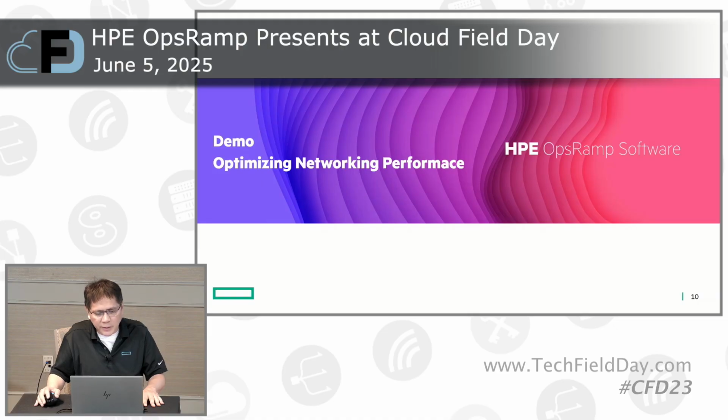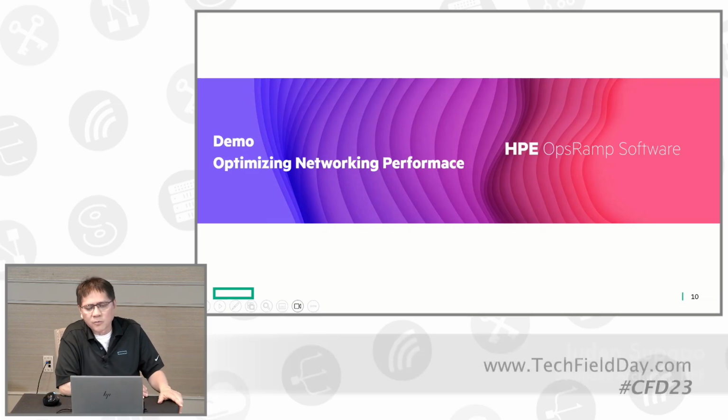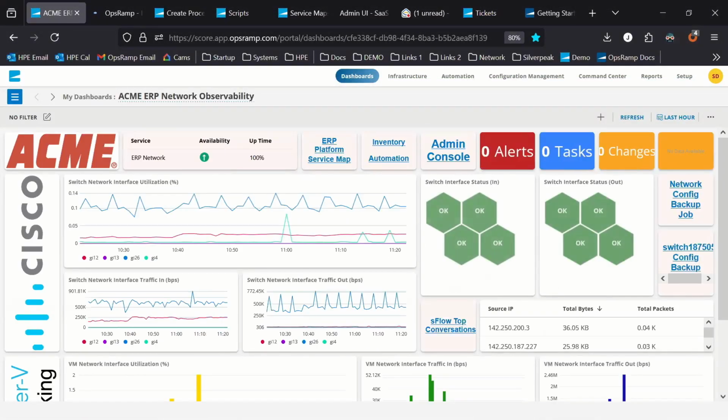And what we will be demoing today is optimizing networking performance using the HPE OpsRamp software. This is a dashboard. Now we're looking again at a dashboard which is looking at the health of this mission critical ERP application, but we're looking at it now not from a server database perspective, but from a network observability perspective. So we can see here the ERP network. Again, it's green, it's up and running.